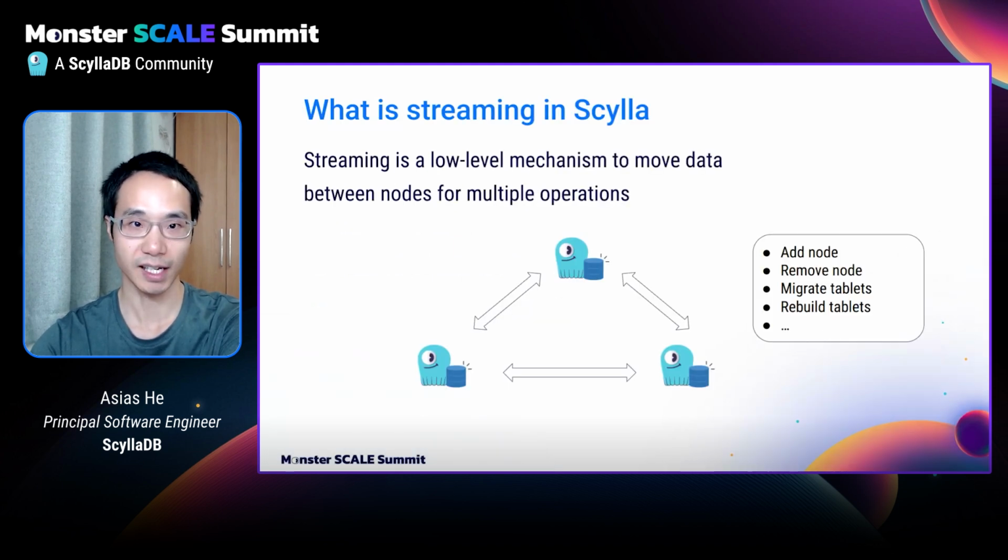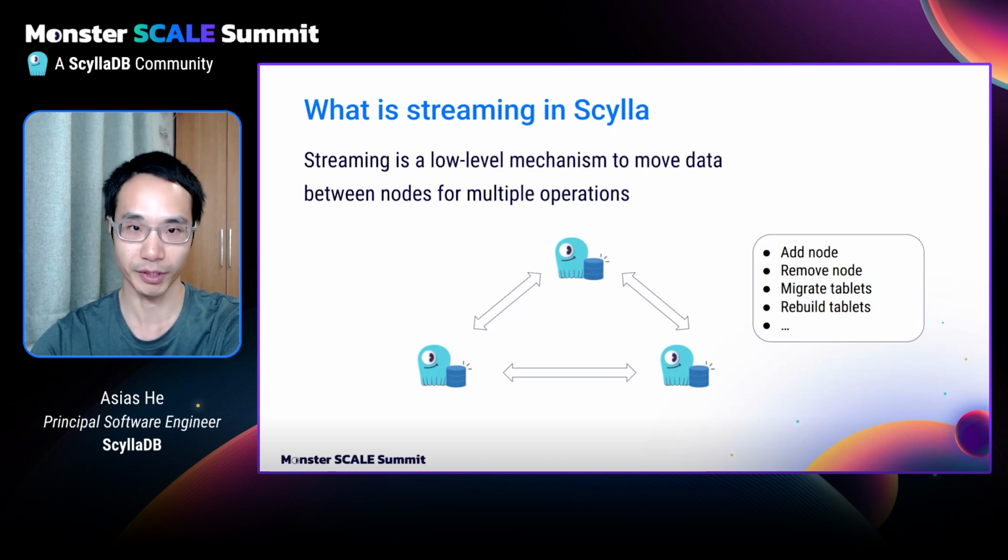What is streaming in Scylla? Streaming could mean different things. Here we are talking about data streaming in Scylla. Streaming in Scylla is a low-level mechanism to move data between different nodes. For example, we use streaming to add nodes to a cluster. In this use case, streaming moves data from existing nodes to the new nodes.